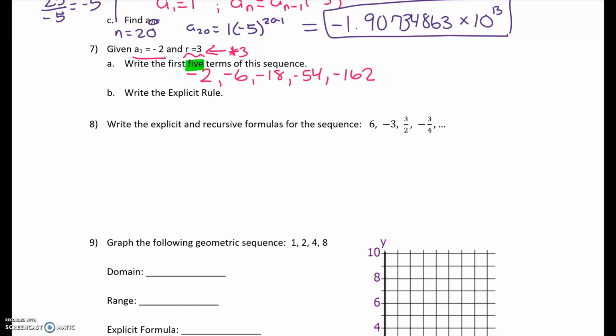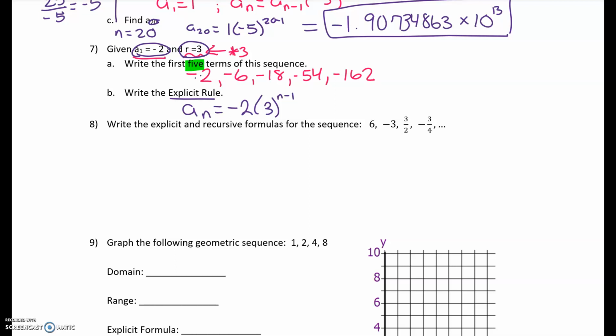Okay, so if we wanted to write the explicit rule, again, we just need these 2 pieces of information. It says a sub n equals the first term, which is -2, times your r, your common ratio, which is 3, raised to the n minus 1 power. Okay. Then moving on to number 8, it says write the explicit and the recursive formula for this sequence.